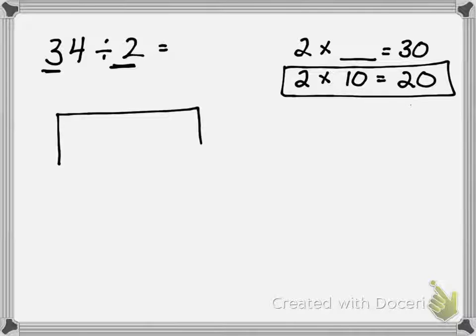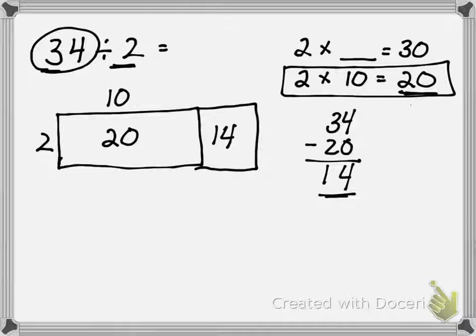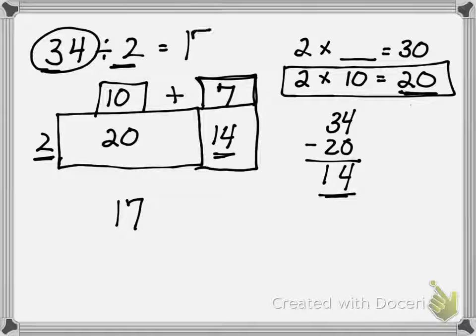So if I set up my area model, we're going to be dividing by 2, so our width is 2. And inside here would be a 20, and on top would be 10, because 2 times 10 is 20. And we need to take this 20 and subtract it from our whole number here. 34 minus 20 gives us 14. So we're left with 14. So we need to add and extend our area model and put 14 squared units inside that one and say 2 times what gives us 14? And that would be 7. So we add up this plus this, and we get 17. So our answer to 34 divided by 2 is 17.